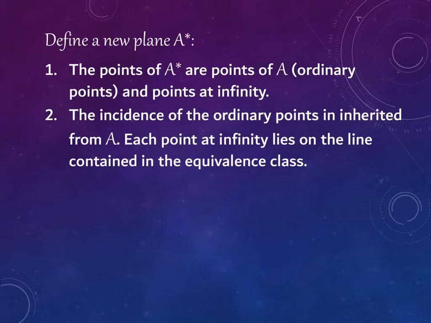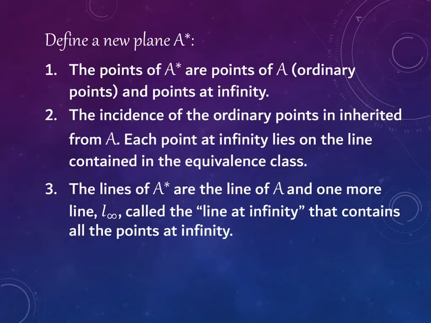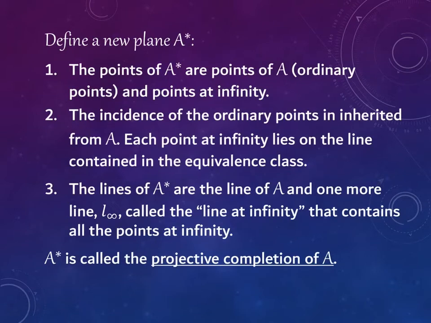What's the last thing I need to define or talk about? Lines, you bet. The lines of A star are the lines of A plus one more line called L infinity. That's a subscript infinity on that L. It's called the line at infinity, and it contains all the points at infinity. A star is called the projective completion of A.